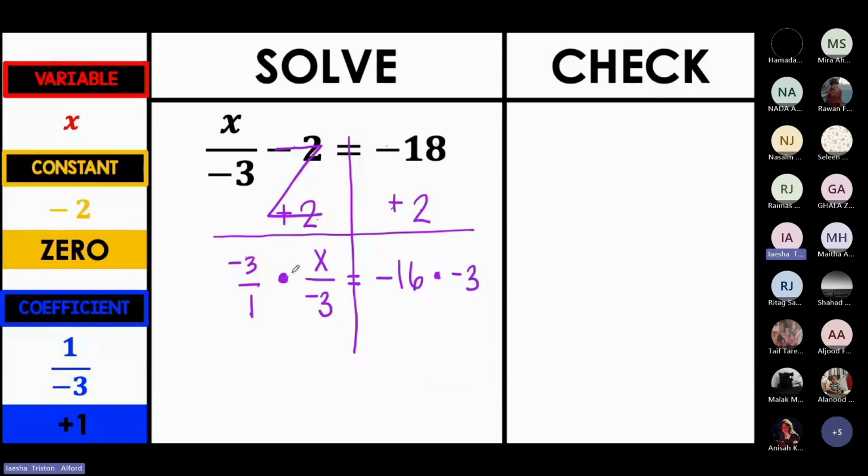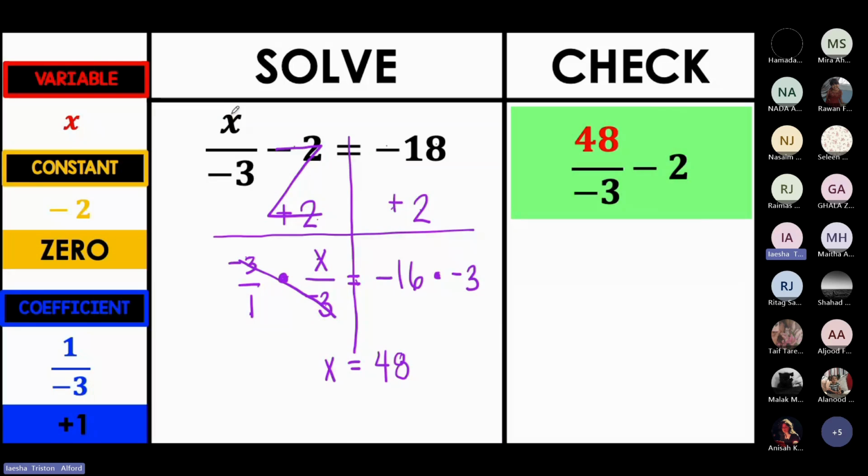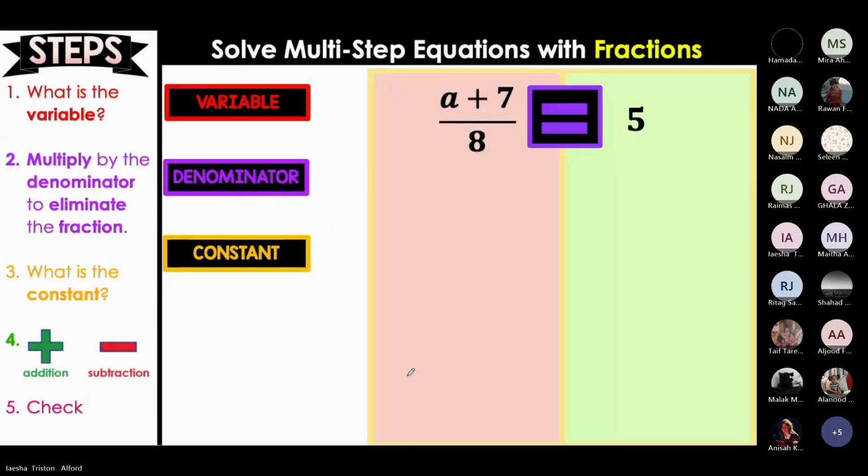-3 over 1, multiply this one, gonna make positive 1. So delete. The x, keep it down. The equal, down. -16 multiply -3 is positive 48. If you want to check, do not write x, put positive 48. You have one more here.